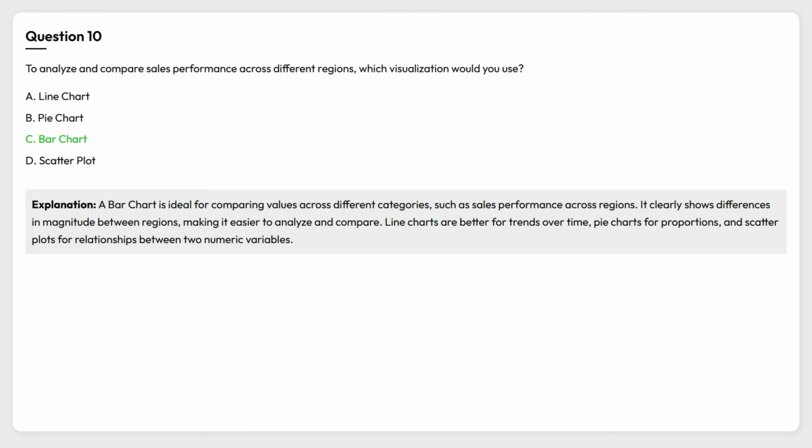Bar chart is ideal for comparing values across different categories, such as sales performance across regions. It clearly shows differences in magnitude between regions, making it easier to analyze and compare. Line charts are better for trends over time, pie charts for proportions, and scatter plots for relationship between two numeric variables.